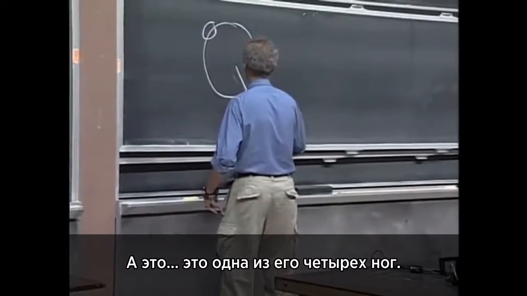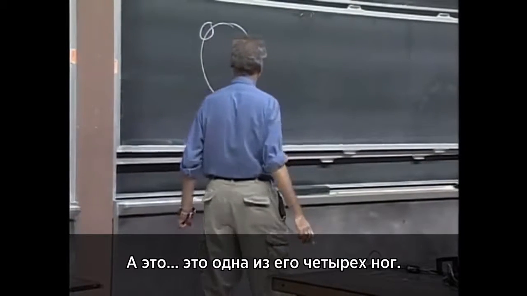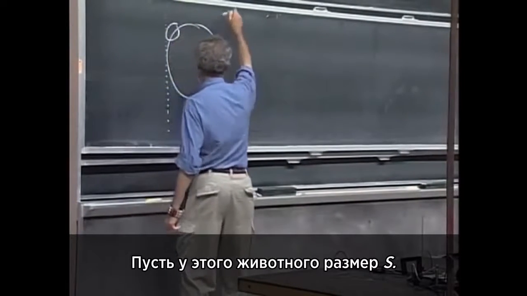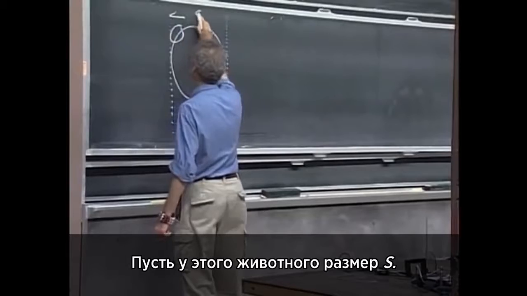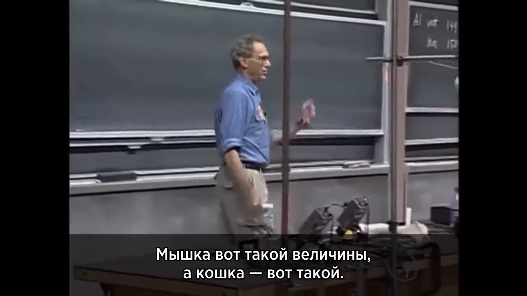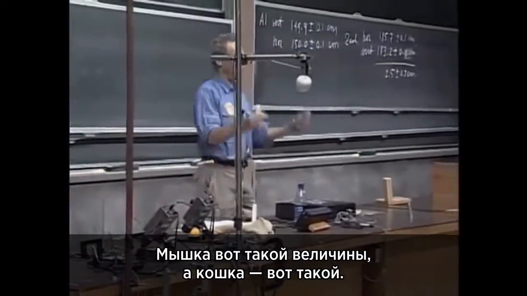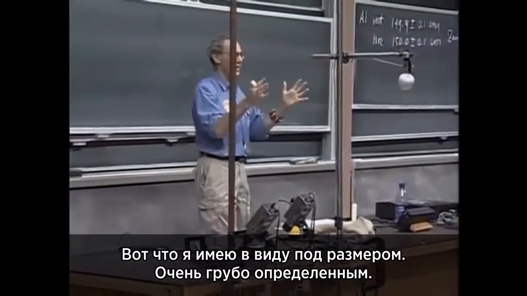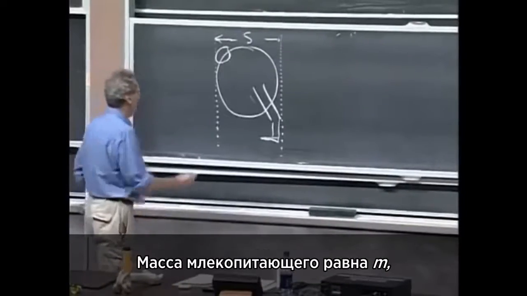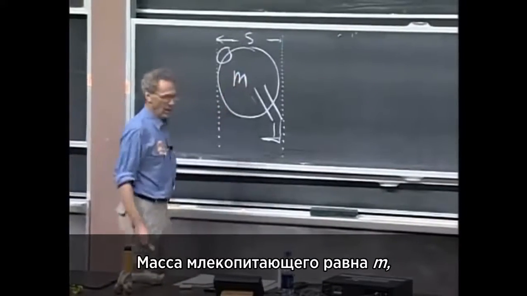Here is a mammal. And this is one of the 4 legs of the mammal. And this mammal has a size S. And what I mean by that is a mouse is yay big and a cat is yay big. That's what I mean by size, very crudely defined. The mass of the mammal is M.